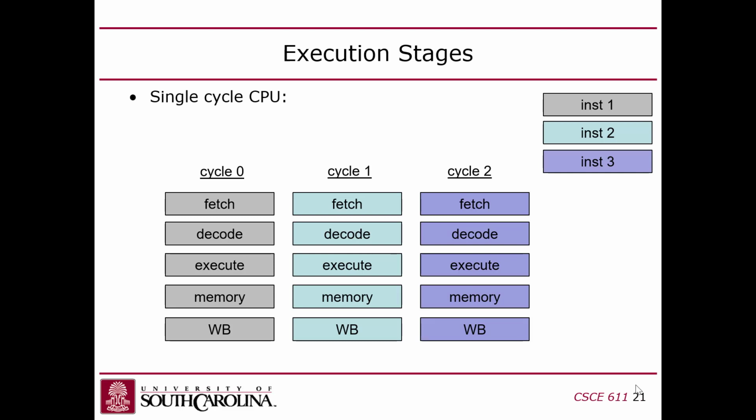If we were doing a single cycle CPU, so ARM Cortex-M processors and the Arduino processors, those are all single cycle CPUs. They execute one instruction at a time, and they do everything needed to execute the instruction in one cycle. Anything it has to do, it's done at one time, and then you move on to the next instruction.